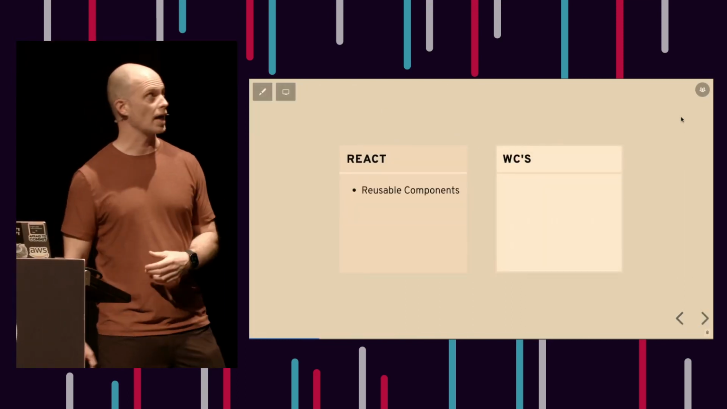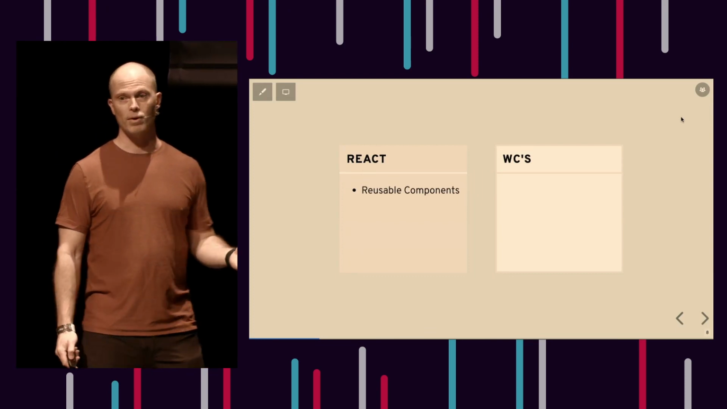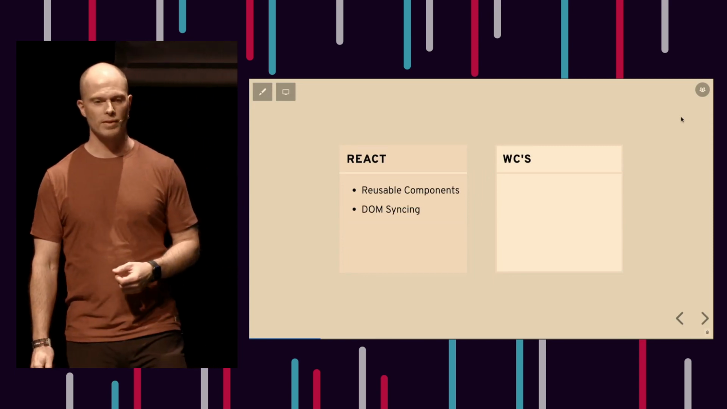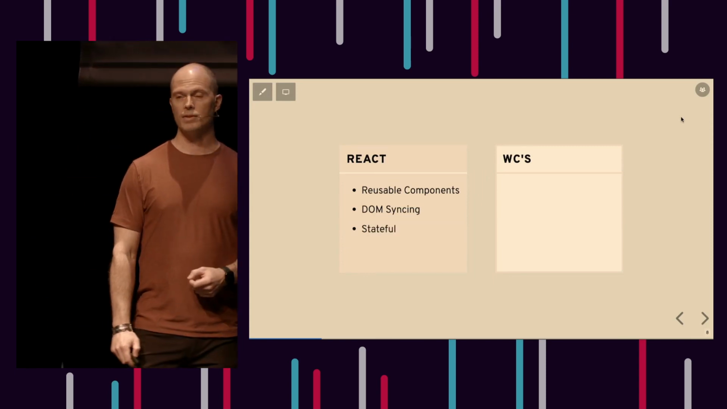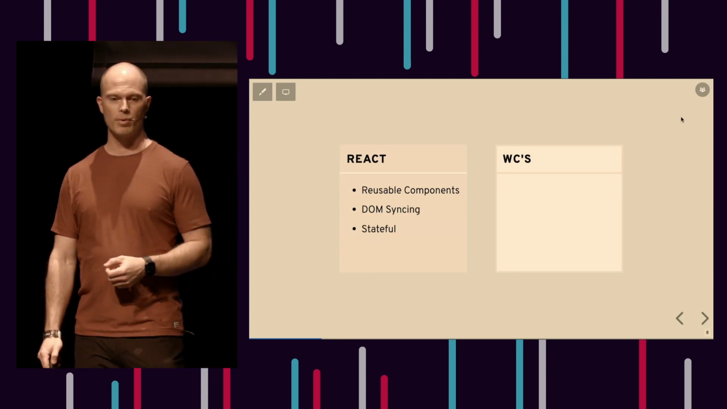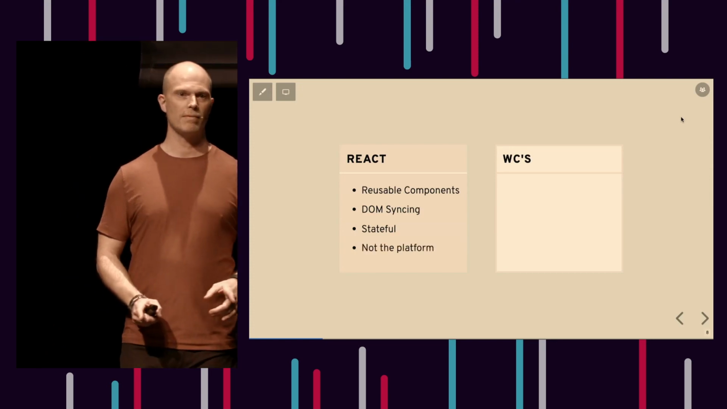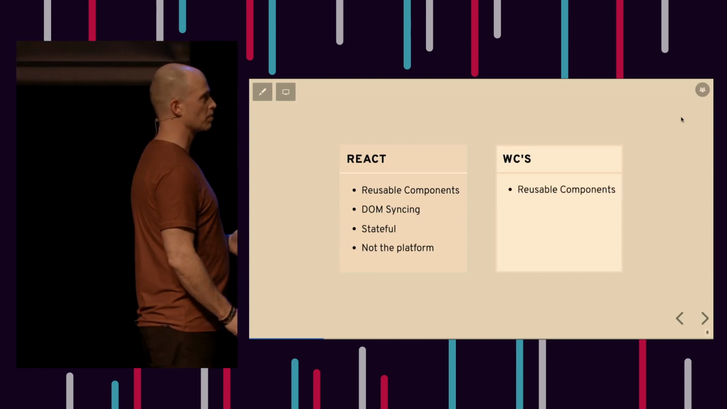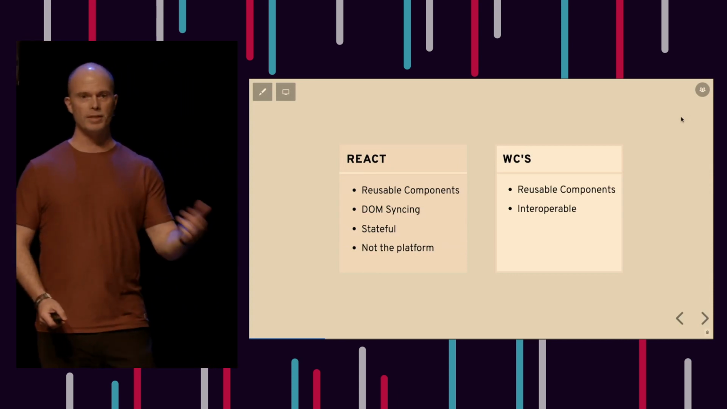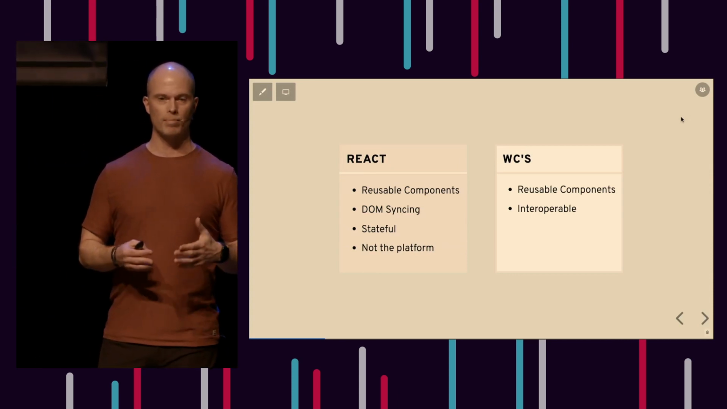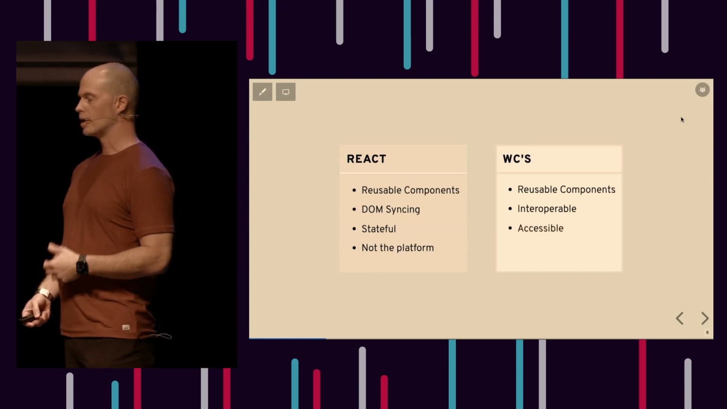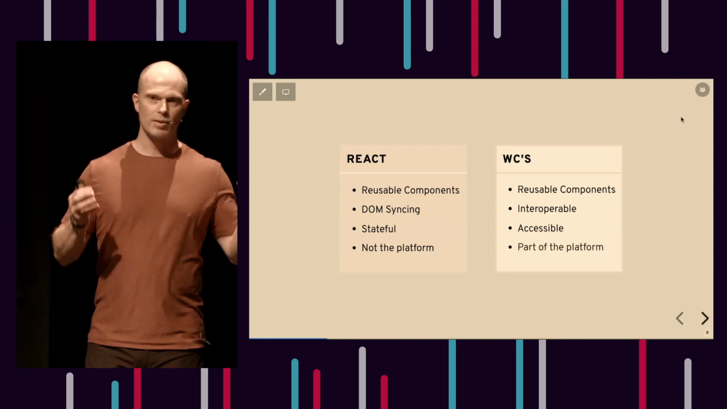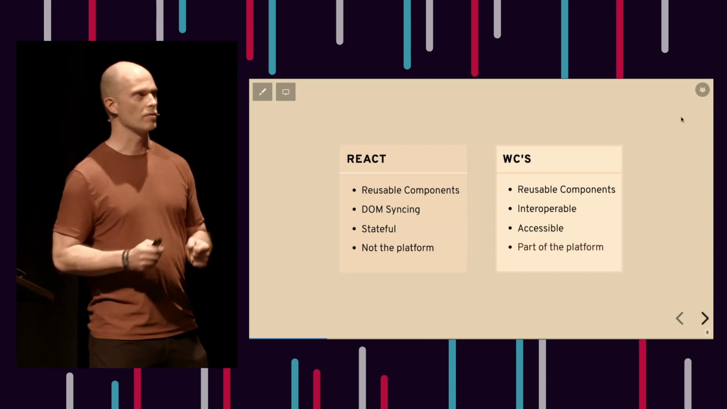So with React, you are able to build reusable components, and that's great. It also provides you with DOM syncing, which is a fantastic piece of functionality. It can be stateful on the client side, depending upon what state library you pick up, but it's not part of the platform. Whereas web components also give you the ability to build reusable components. They're interoperable, which means you can use them in any kind of framework because they're part of the platform, part of the web. And they are accessible generally by default because, again, they're just HTML elements. And the most important part is they are part of the platform.